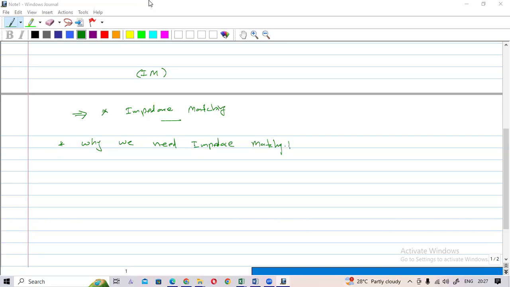Yes. Impedance matching is normally used in high frequency equipment for what? To ensure what? Yes, but that is not a complete answer. Yes, yes, that is the answer actually. Okay, we are using impedance matching to minimize the reflection. Very good. Okay, okay.